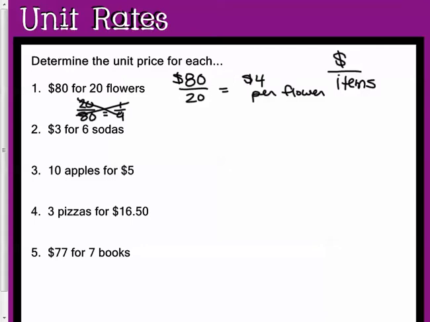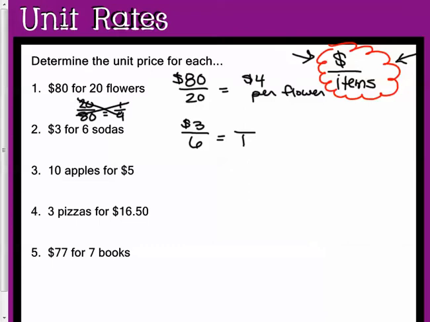Write that in your notebook or on your loose leaf paper. Money over items, okay? So I want you to go ahead and try 2 through 5 for me. Make sure that you set it up with the money over the items and find your unit rate. All right, make sure you label, and I'll be back in just a second to show you what I did.